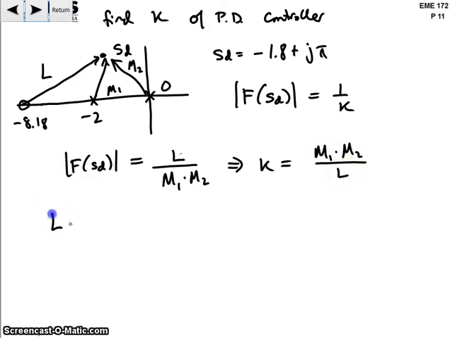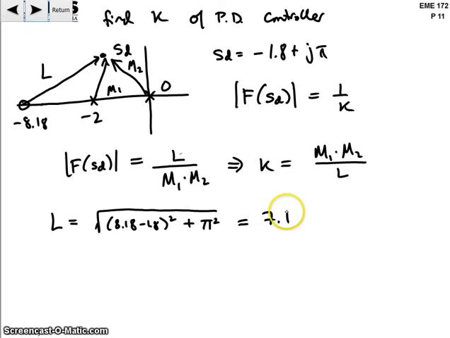Fortunately, those are easy to calculate. So this L is the square root of this length on the side here, which is 8.18 minus 1.8, and I'm going to square that. And I'm going to add the length of the other side. So the length of the other side is this length here. It's pi. When I do that calculation, I get 7.1 here.